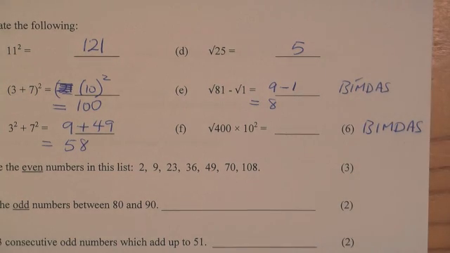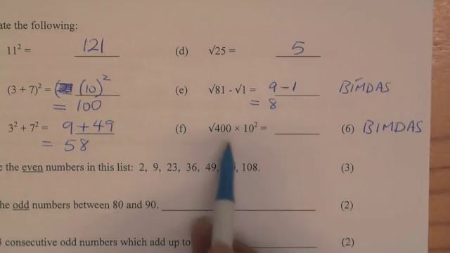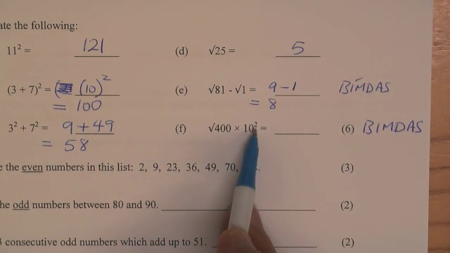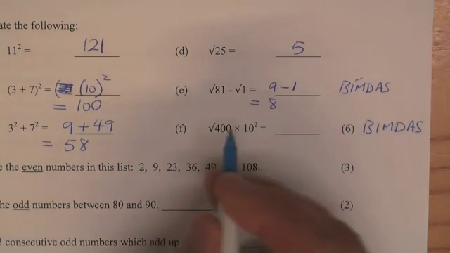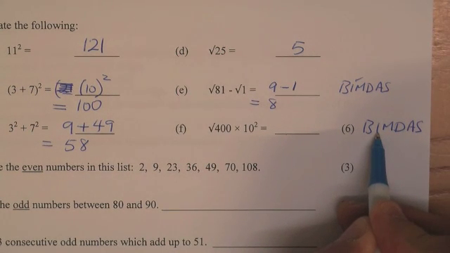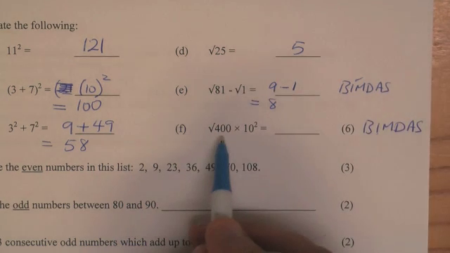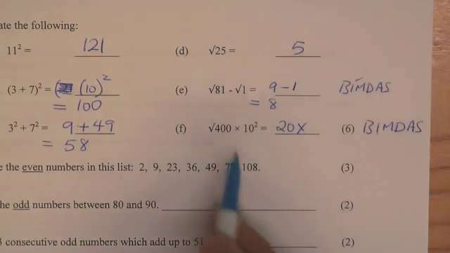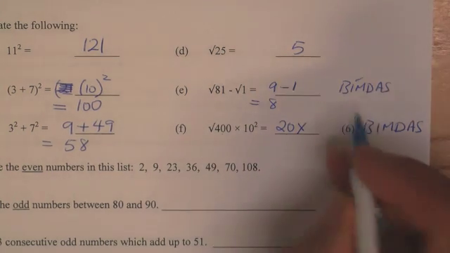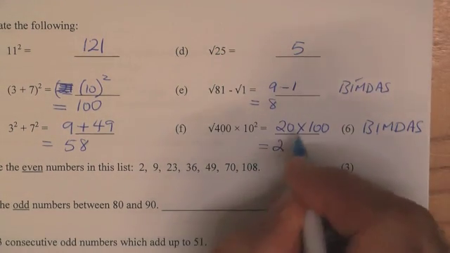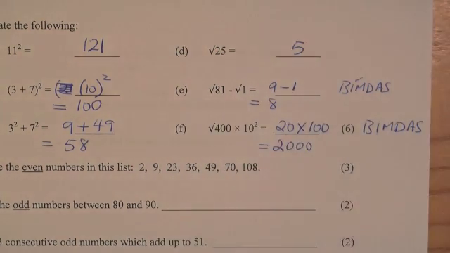Okay, here again BIMDAS. Always use BIMDAS when you have more than one operation to think about in a question. We've got an index here, square roots are the same as indices, and we have an index here, an index here and an index here. So we do that first according to the rule of order. The square root of 400 is 20, because 20 times 20 is 400, so it's 20 times 10 squared, which is 10 times 10, which is 100, which is 2 times 1 is 2, and there are 3 zeros to carry through.